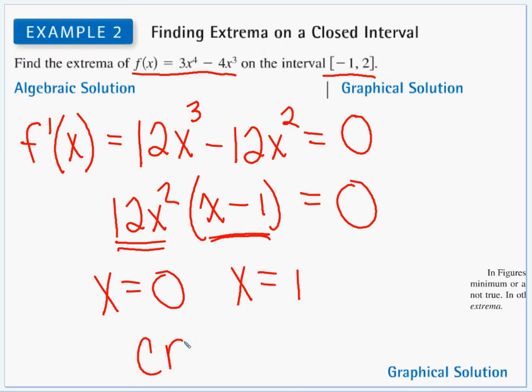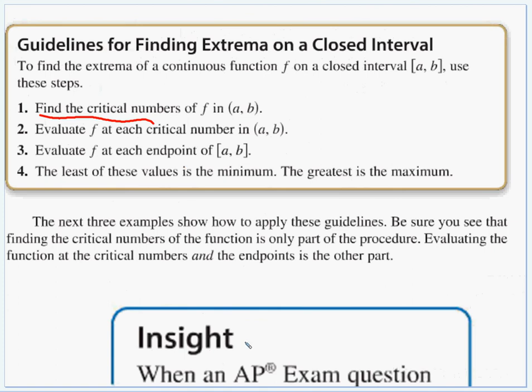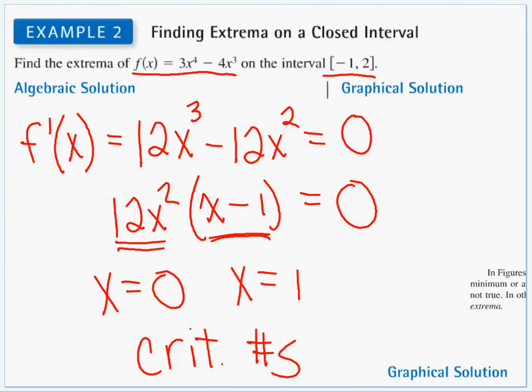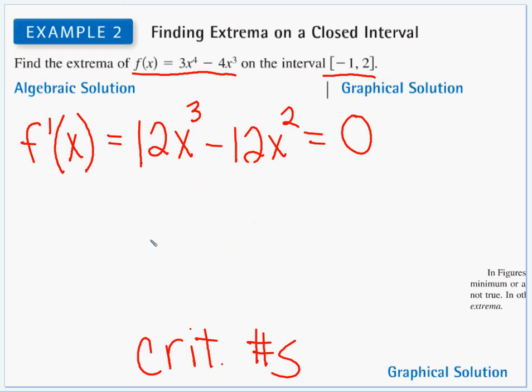So we found the critical numbers. Now we're going to evaluate the critical numbers in the original function. We're also going to check the endpoints of our function. The critical numbers we found were 0 and 1. So we're going to do f of 0 and see what comes out of the function, and f of 1 and see what comes out. But we're also going to check the endpoints.